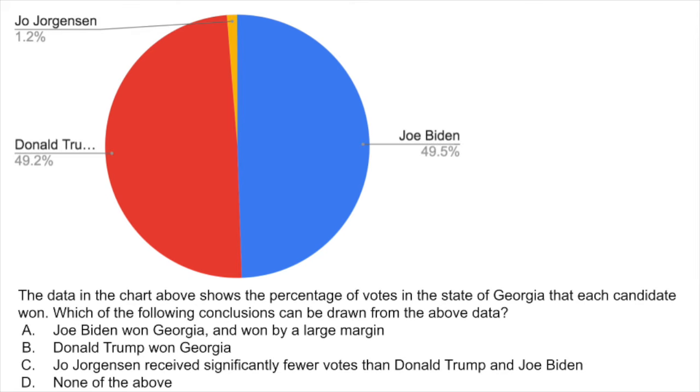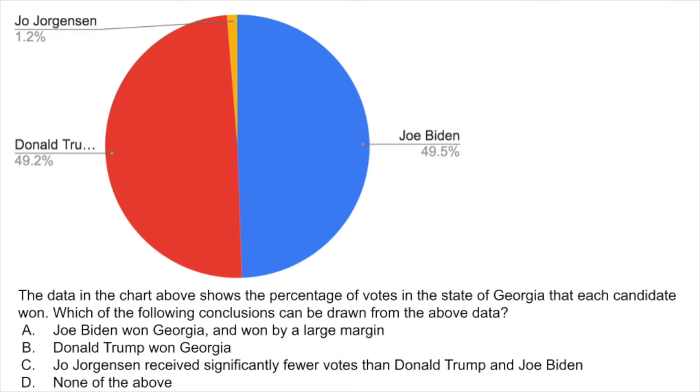Okay, so basically here, when it comes to answer A, the first part is supported by the data. Joe Biden won Georgia, right? Because we see that candidate Joe Biden won 49.5% of the vote in Georgia, which would give him the majority. However, he did not win by a large margin, right? And we know he didn't win by a large margin because look at the presidential candidate Donald Trump. He had 49.2% of the vote, so it's a very close election, right? You see that the percentage of the vote that Donald Trump had is in red, and Biden's percentage is in blue, and it's very close, so it was a very small margin according to the data.